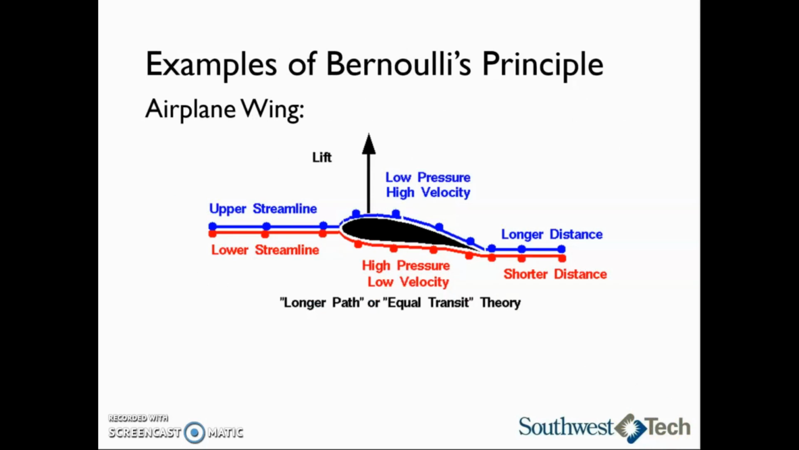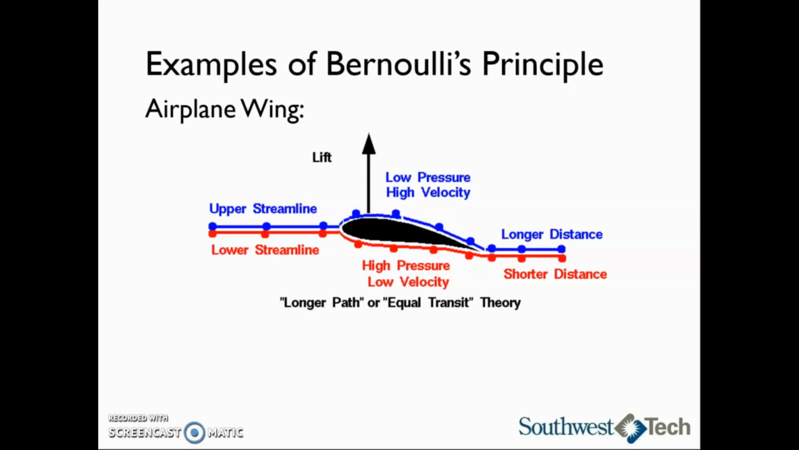Let's take a look at a few examples of Bernoulli's principle in practice. If we look at an airplane wing, the velocity of air above the wing is greater than below because it has a farther distance to travel in a given time. Since the velocity above the wing is greater, the kinetic energy is also greater. Since the kinetic energy is higher, the pressure must be lower above the wing.